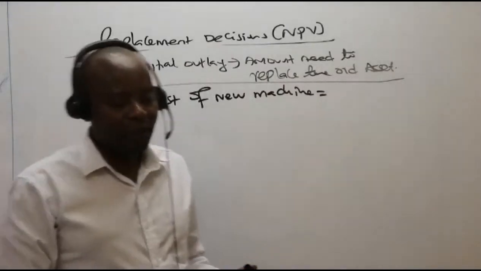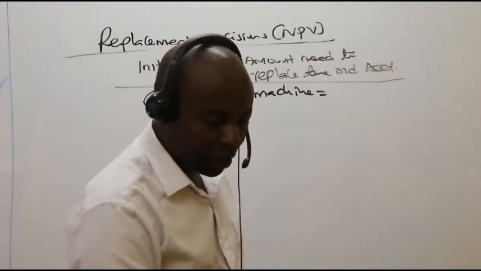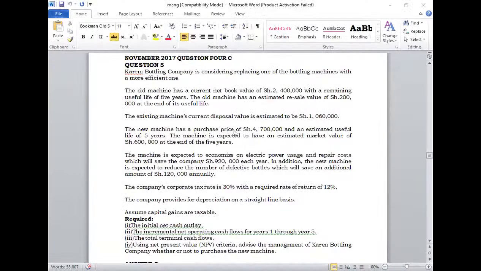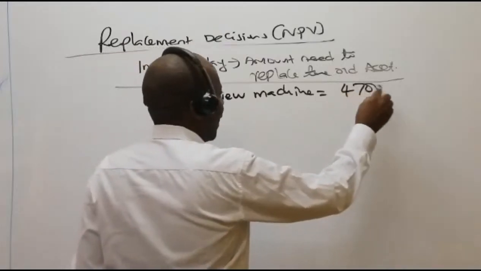The cost of the new machine, what do we have here? Cost of the new machine. You can see the new machine has a purchase price of 4,700. So in this case, the cost of the new machine is 4,700.